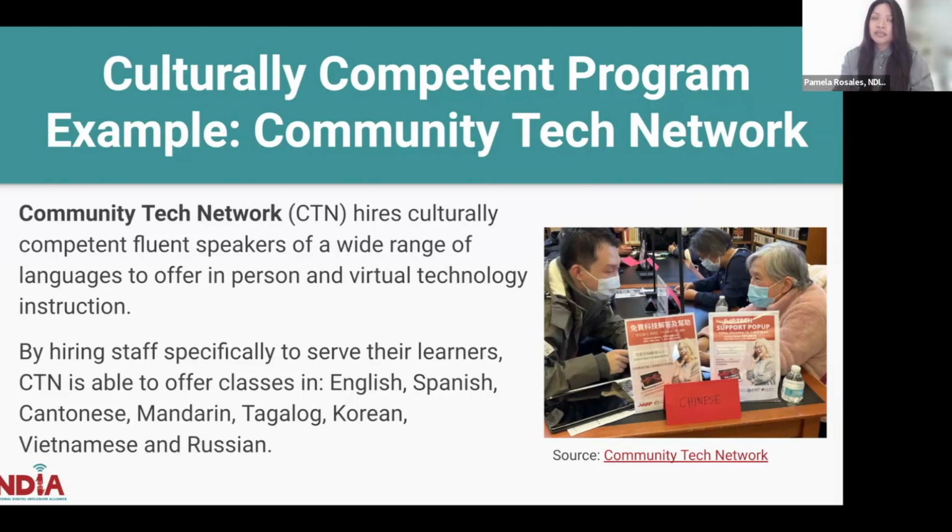So some of the staff that they hire can provide trainings in English, Spanish, Cantonese, Mandarin, Tagalog, Korean, Vietnamese, and Russian. And so this is just kind of one example of a community organization that makes sure that they're centering digital equity, centering equity practices in terms of hiring and making sure that they can reach their community members in that unique way.